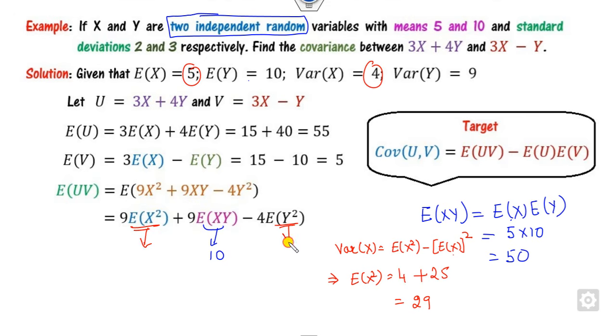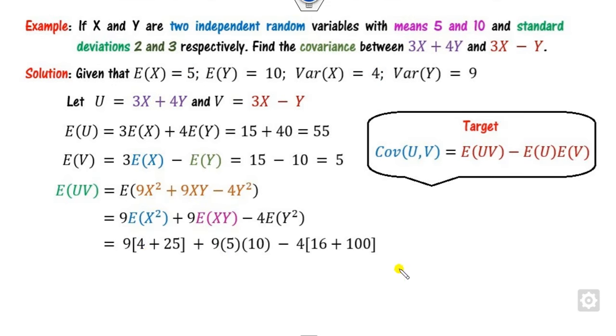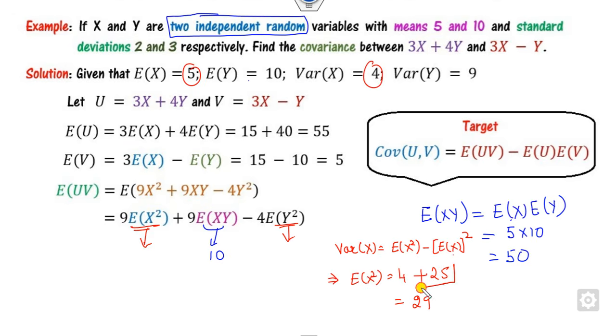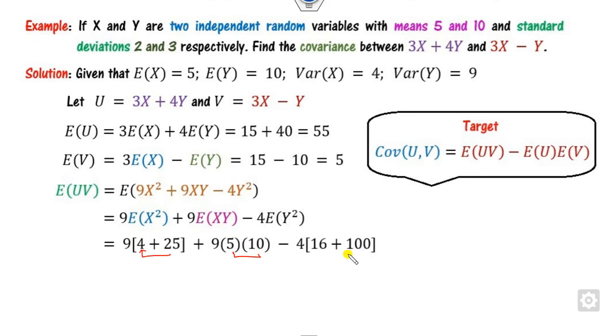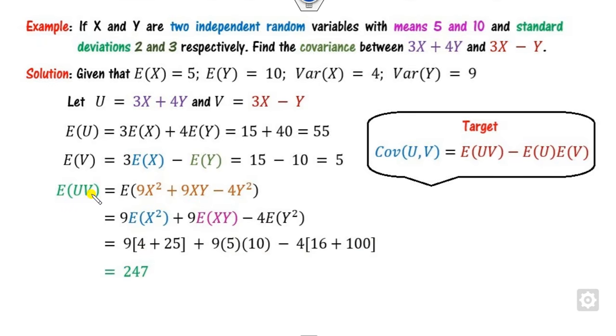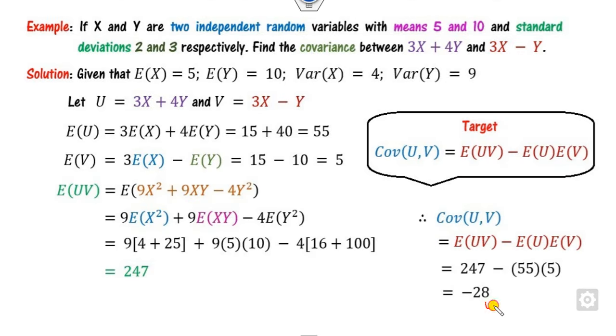The same we can do for the variance of Y. I can substitute here, this is 4 plus 25, you can see it's 4 plus 25, this is 29. E of XY we can compute this way, that is 5 into 10 and so on. After the calculation you will get the E of UV. I substitute all these values here, this is 247 minus 55 and 5, you will get the right answer of the problem.